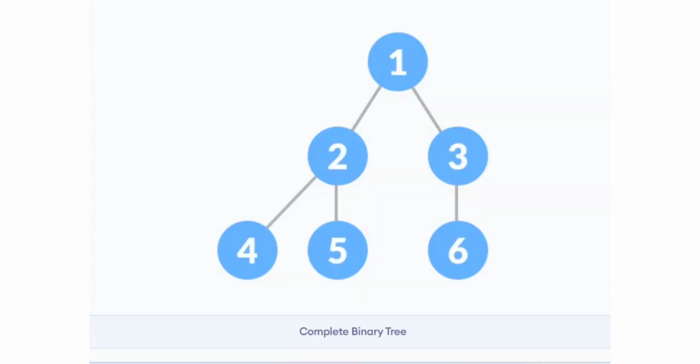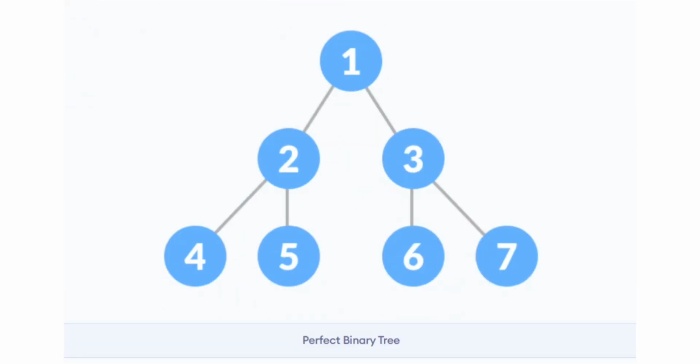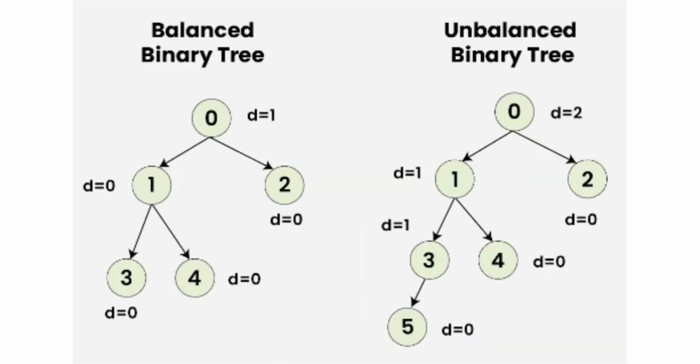Next we move on to the complete binary tree. 1, 2, 3, 4, 5, 6. Then to the perfect binary tree. Example of perfect binary tree. This is a perfect binary tree in which every internal node has exactly two child nodes and all leaf nodes are at the same level. This is the perfect binary tree. Next one is balanced binary tree.